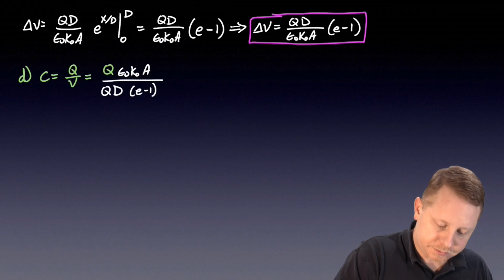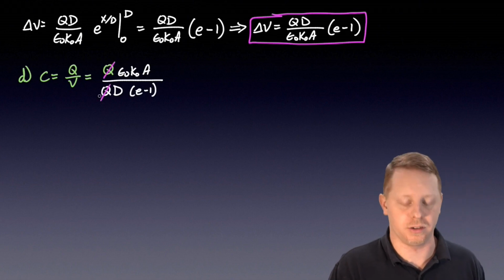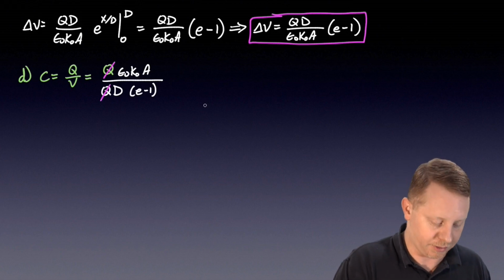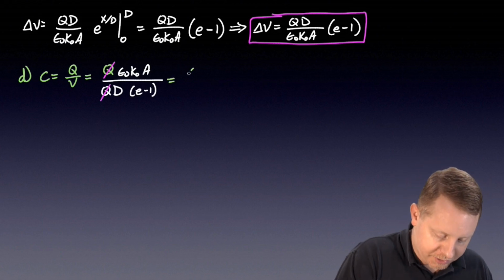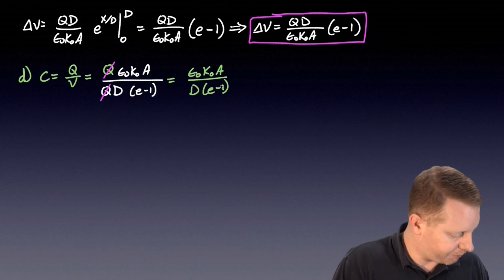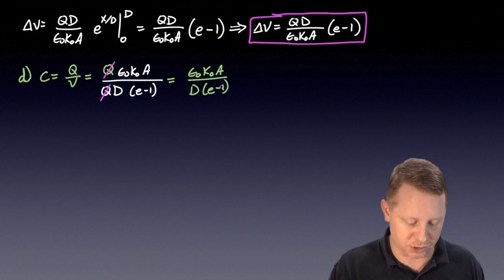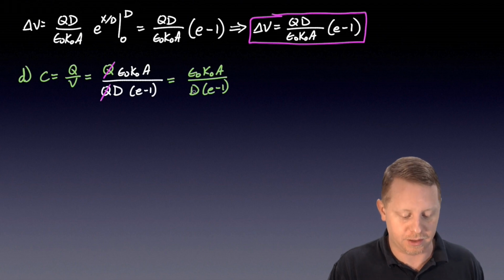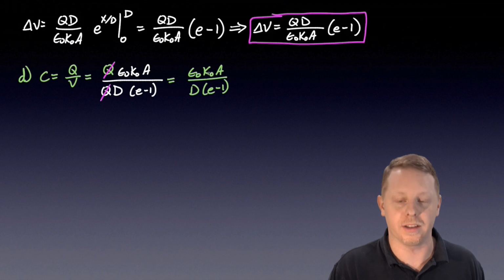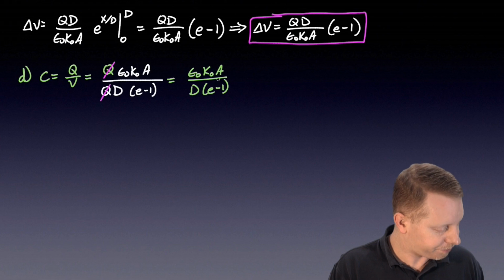E minus 1. And a nice little simplification here, I have charge on both sides, and we would expect charge to make a ratio of 1 to not be in our final equation. So I would write this as epsilon naught kappa naught A over D E minus 1. It's interesting to note how similar that looks to our standard capacitor equation, C equals kappa epsilon naught A over D. The only difference now is instead of kappa, we've got our kappa naught and the function E minus 1 down in the denominator.